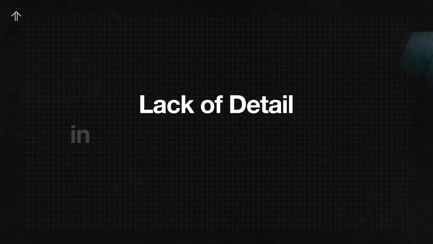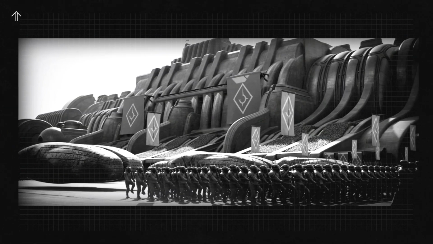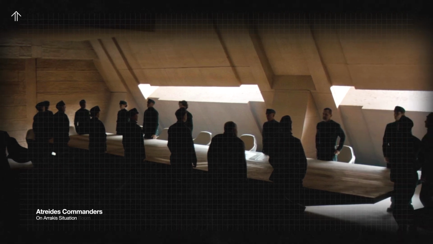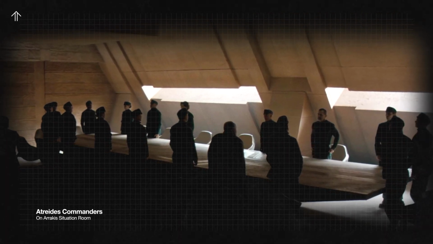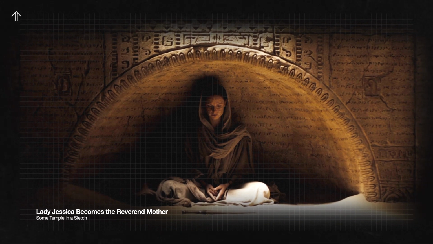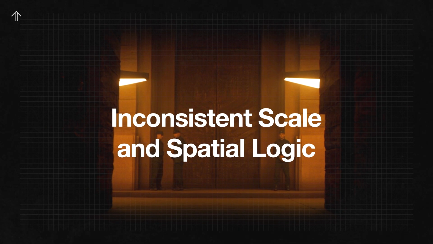4. Lack of detail in vernacular architecture. The film focuses on massive, imposing structures like the Harkonnen Palace and the Atreides Fortress, but there's little attention given to the smaller, everyday architecture of the world. There's a missed opportunity to show how the common people of Arrakis live, how they adapt to the harsh climate, and what kinds of materials or designs they use to survive. This could have provided more depth and texture to the world, but instead, much of the architecture feels generic and utilitarian.